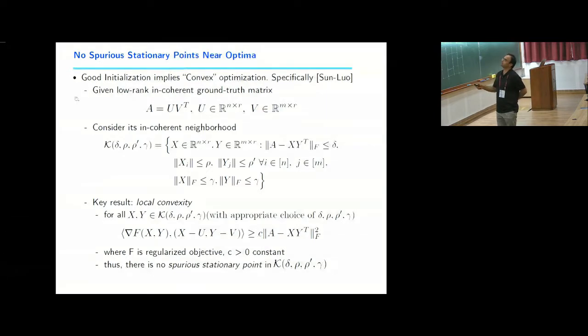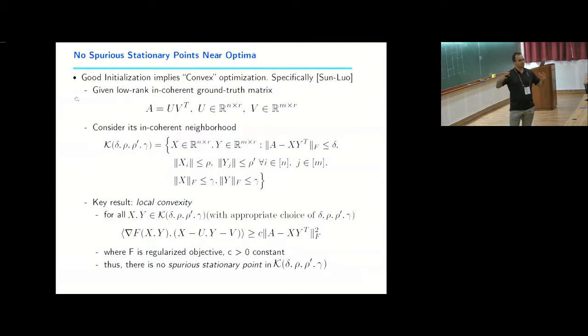The reason is that these authors characterized this local neighborhood of an incoherent ground truth. Ignore the details. All this says is: let me find all of the matrices which are around A in the Frobenius norm sense, and they are incoherent, all the nice ones. Then within this neighborhood, the Frobenius norm minimization with regularization, where the regularization comes from the nuclear norm, is locally convex.